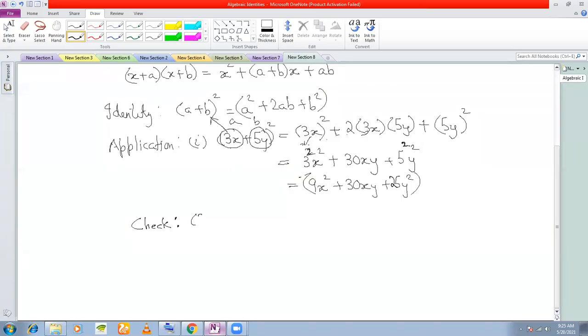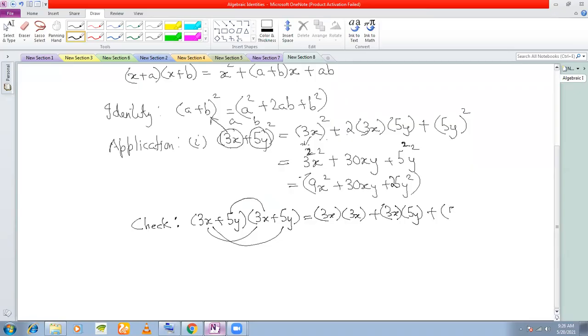So now if you want to check whether you have done it correctly or not, you can multiply this. But this is not something that we do. I'm just showing you how you can do this in the beginning, not later on. So how do you multiply two polynomials? 3x into 3x plus 3x into 5y plus 5y into 3x plus 5y into 5y.